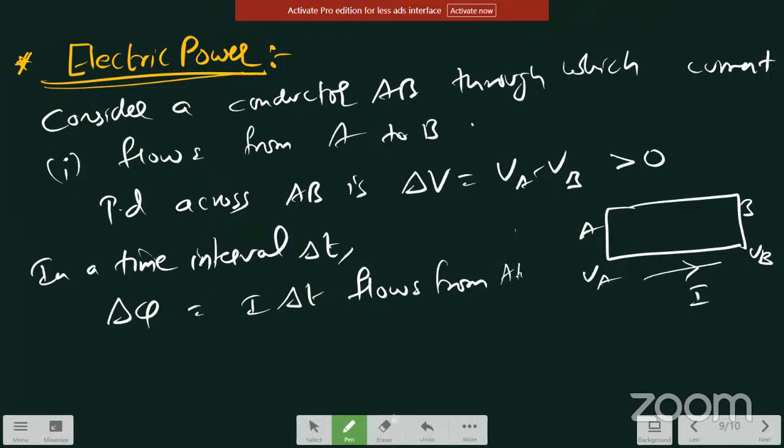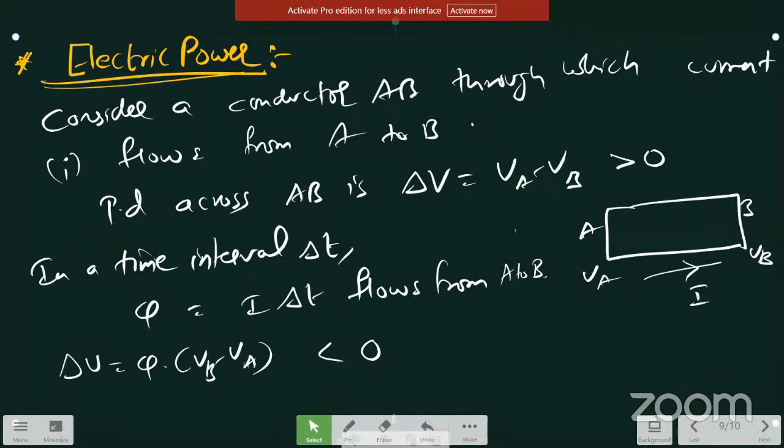Flows from A to B. That means the change in potential energy will be how much? Change in potential energy can be written as delta U, and it is delta Q into the charge. Let us say Q charge will flow. So Q into delta V, where this can be written as VB minus VA, which will be less than 0.